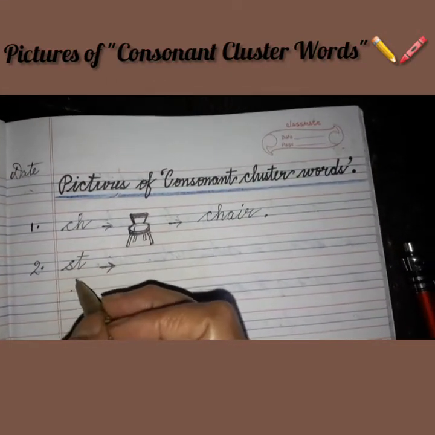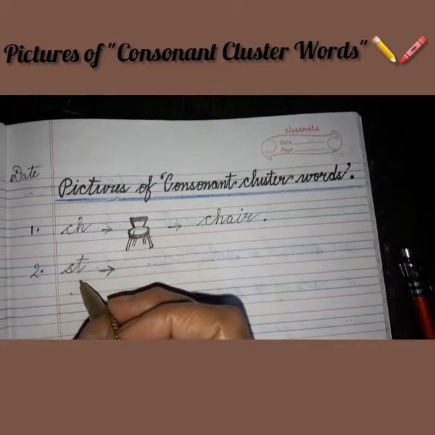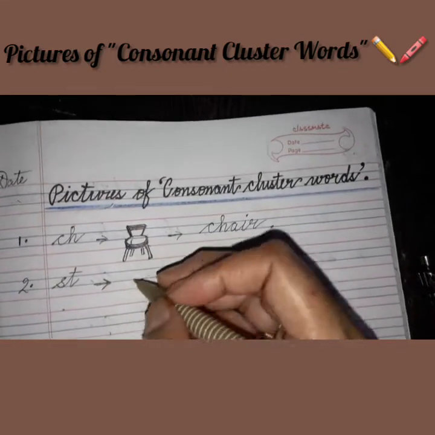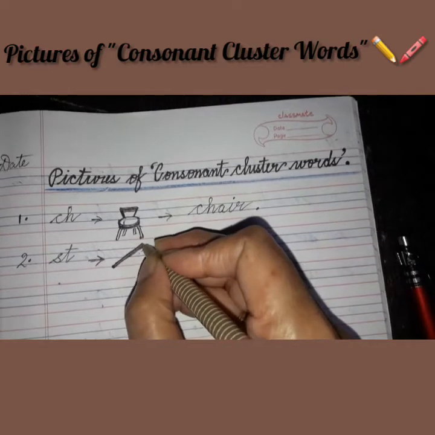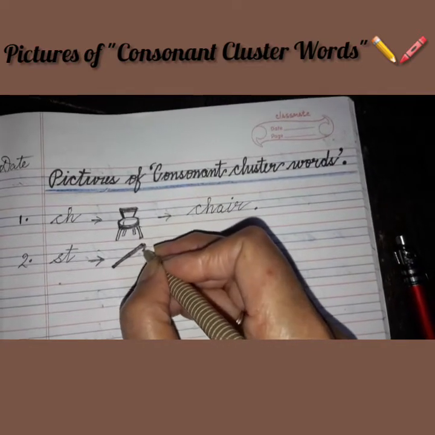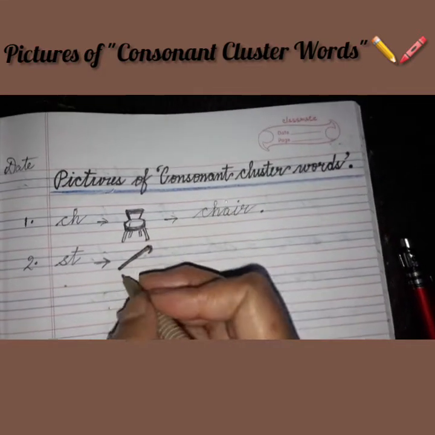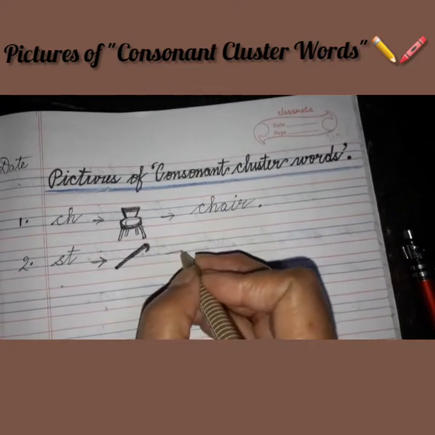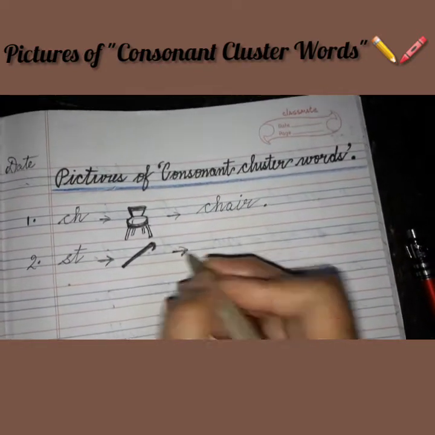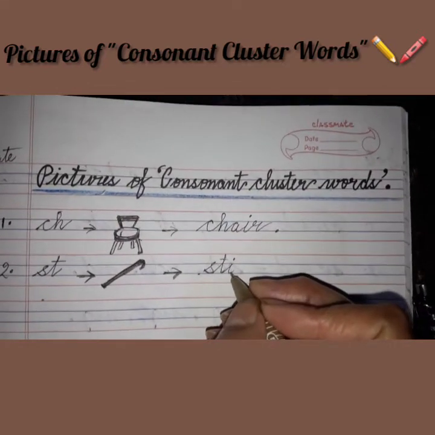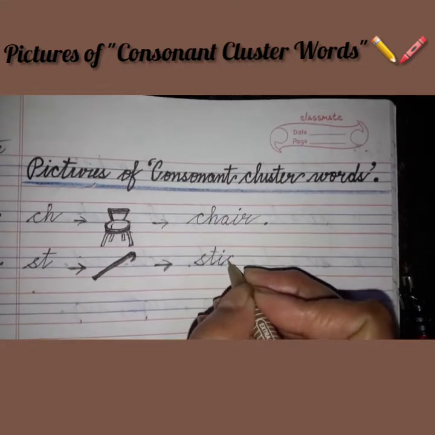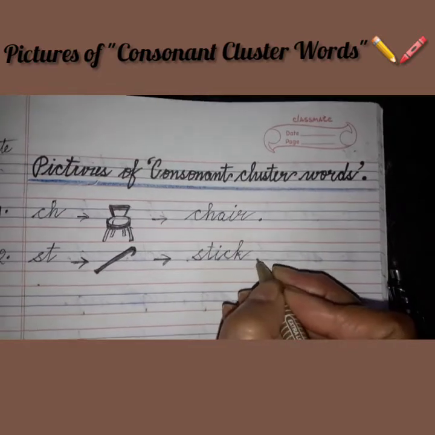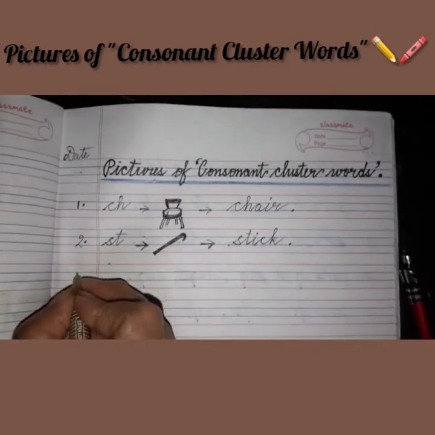So ST, star, is a consonant cluster sound. So I will draw a stick here with the sound star. This is a stick. Okay? Write the spelling of stick. STICK. Okay? Write number 3 here.